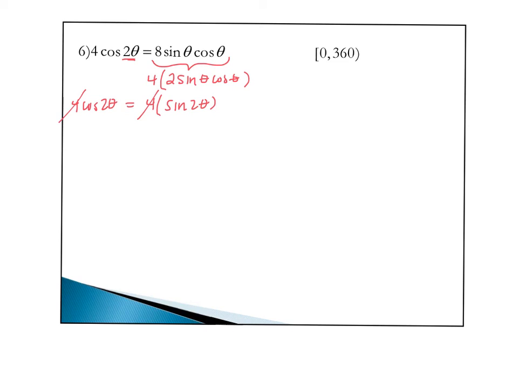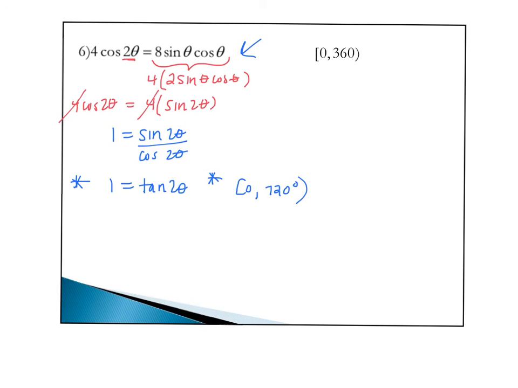And then if we go ahead and divide the cosine 2 theta to the other side, we can have 1 equals sine of 2 theta over cosine of 2 theta. And another way of thinking about sine over cosine is to say that 1 is equal to tangent of 2 theta. Now this equation right here is a heck of a lot easier to solve than what we started with. So at this point we say, okay, it's a 2 theta, therefore I need to double my interval of 0 to 720, and I'm looking for where my tangent ratio is equal to 1.